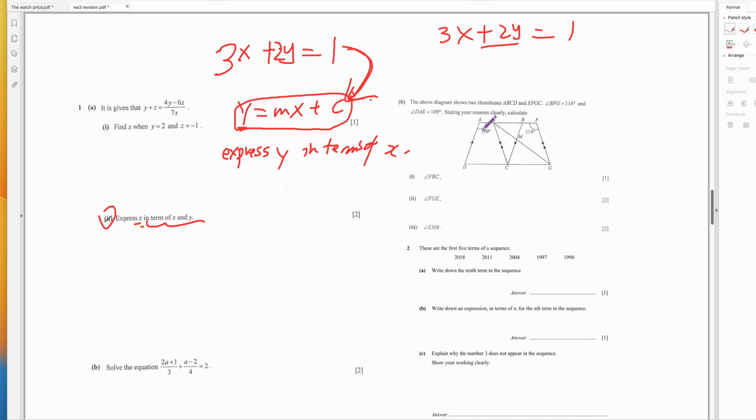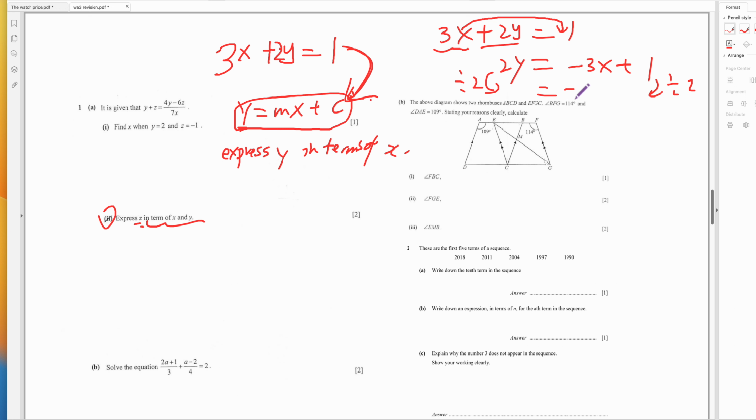So the y is already on the left, no need to move, because you want the y on the left and all the other things on the right. So the 1 is on the right, don't want to move. The only thing you need to move is this in front. So minus 3x plus 1, 2y is here, right? Then you need to divide by 2, right?